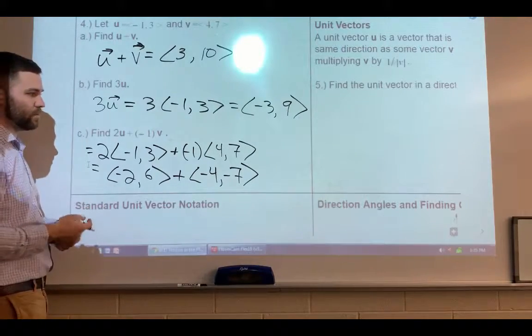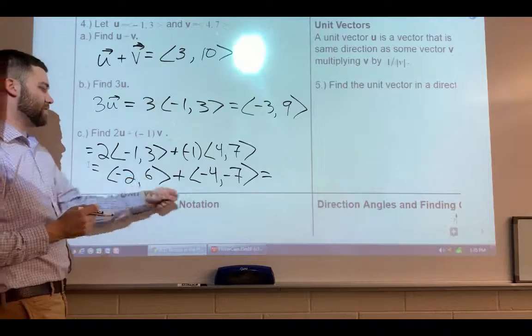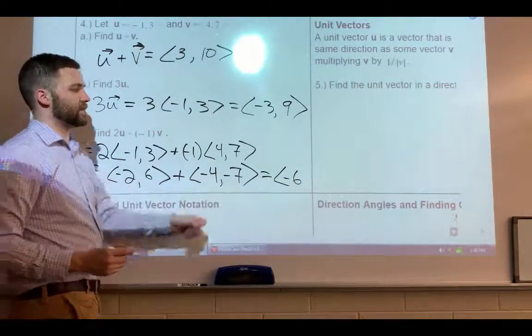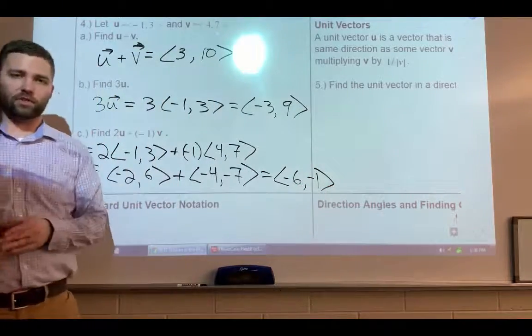And then you just add the components. So I'm going to go to the right here because I'm out of space vertically. So negative 2 plus a negative 4 would be negative 6. And 6 plus a negative 7, that's negative 1. All right, and that's how you do operations with vectors.